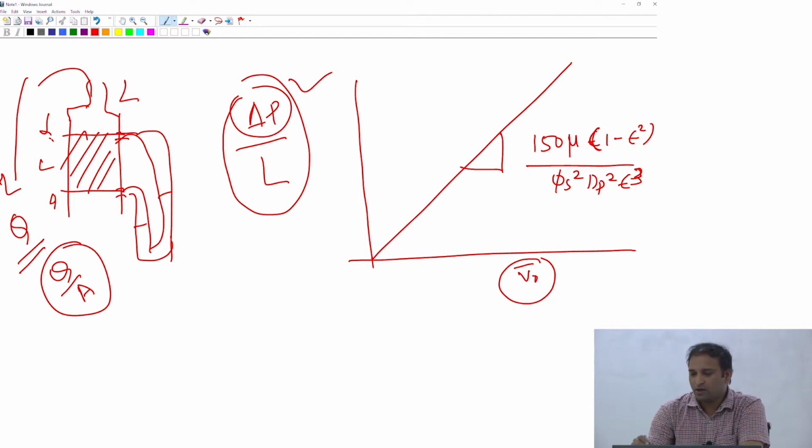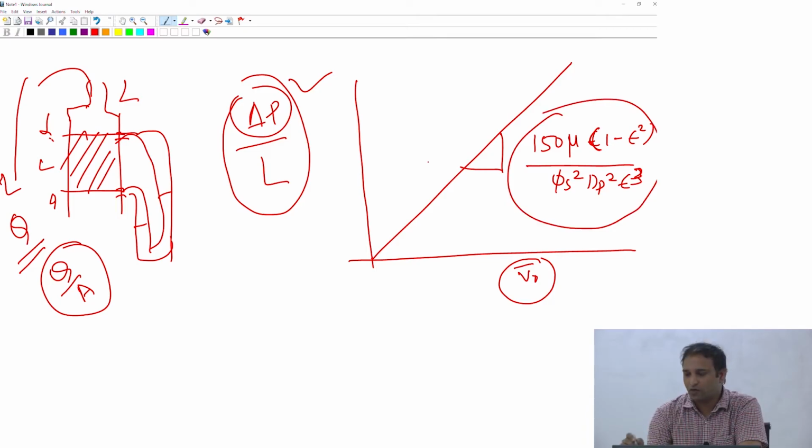Then once you estimate the slope, if you have some way of measuring your epsilon, we discussed a couple of methods, right? And if you are working with spherical particles, your phi s is going to be 1. From the slope I can directly get the diameter of the particle. That's one of the applications of the Kozeny-Kármán equation: if you do experiments under laminar flow conditions, I can use this delta P by L versus V naught bar plot to get the dimension of the particle.